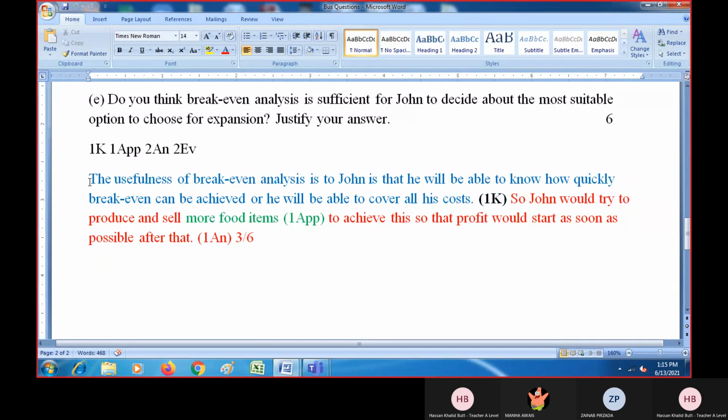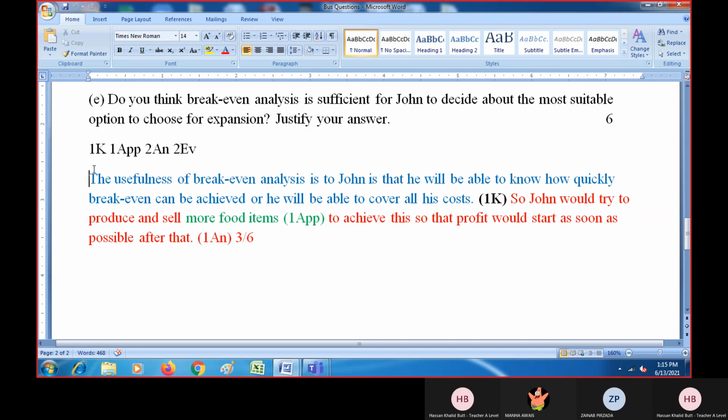We started this way, and I told you one thing: never address the question at the start, because addressing the statement of the question is actually giving a judgment or opinion. Like if you say break-even analysis is not sufficient for John, or break-even analysis is sufficient for John, this means you are making a judgment, or giving an opinion. This is evaluation, and it comes at the last part of the answer, right? So that's why we'll address the statement at the last.